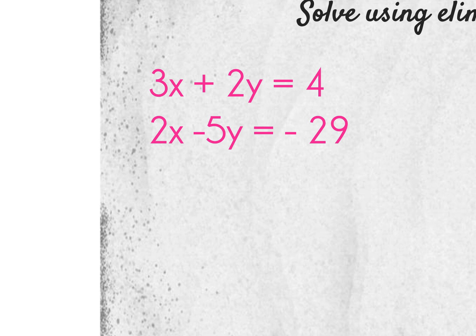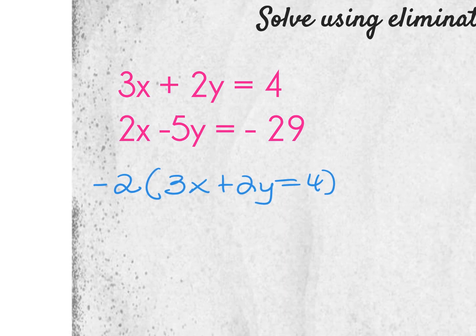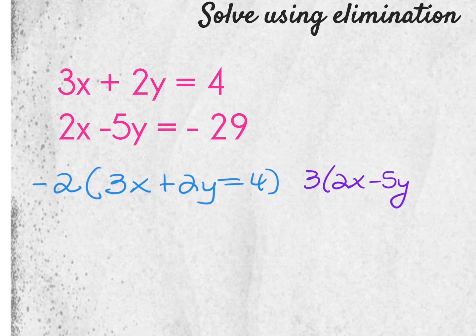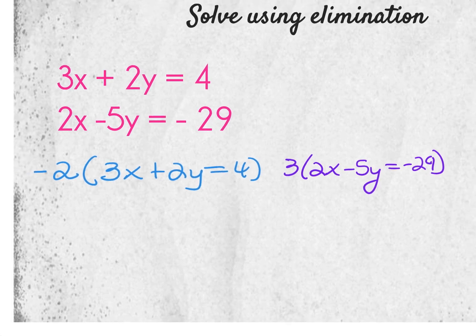So I'm going to take my first equation, because I'm going to eliminate x, and I'm going to distribute negative 2 to each one of the terms. And then for my second equation, I'm going to distribute a positive 3. And then that way, I'll end up with the same number but opposite signs in front of the x. If you want to eliminate y, you'd have to make them 10 and negative 10.